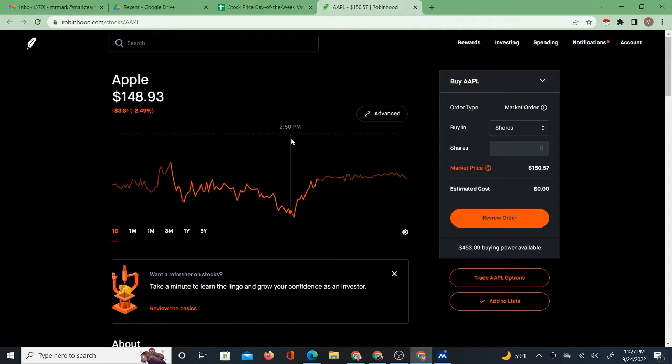Now, here's the stock. And we see right now we're on the 1 day chart. So this is the last day, which was yesterday, of the stock market. And we can see, remember that on the chart, you have what are called after hours.